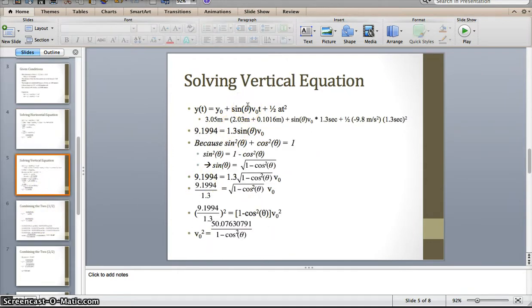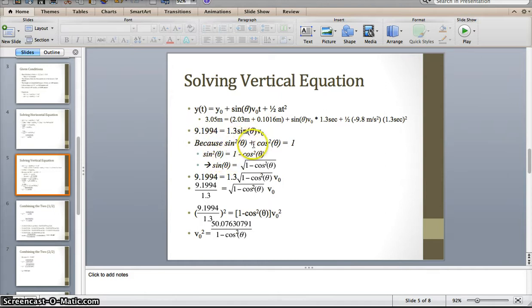It's the exact same thing as the horizontal equation, it's just that we switch from cosine to sine, and then we plug in the numbers, and then with a few number jumbling, we get 9.1994 equals 1.3 sine theta v sub 0. Now, this requires some trig identities.